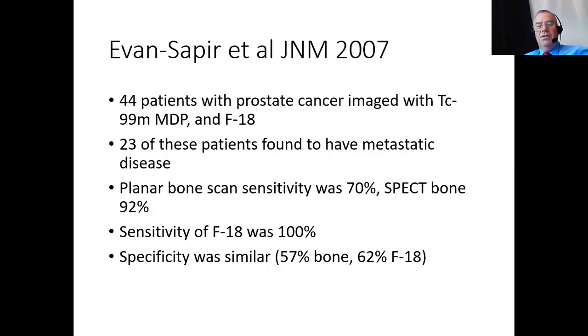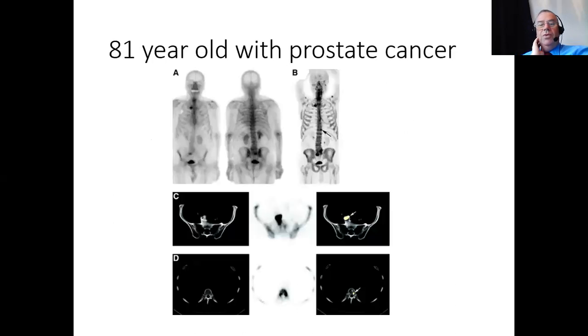There was a paper in 2007 looking at patients with prostate cancer, imaged with both MDP and fluorine-18. 23 of these patients were found to have metastatic disease. When they looked at planar bone scans, it was a 70% sensitivity. SPECT put it up to 92%. The sodium fluoride found all the lesions. And specificity was improved with the sodium fluoride PET, but that's again not due to the sodium fluoride, but due to the fact that you had a CT scan you could read with it.